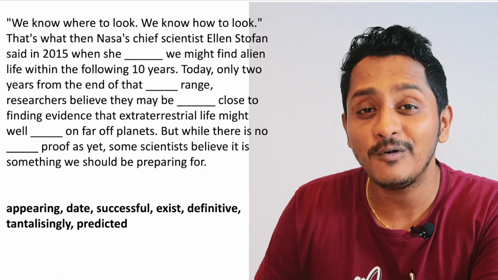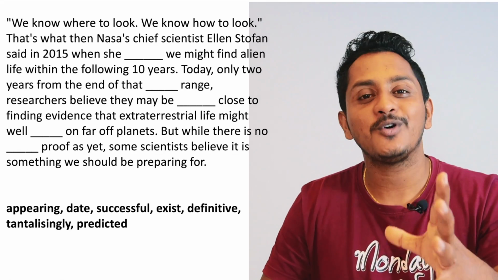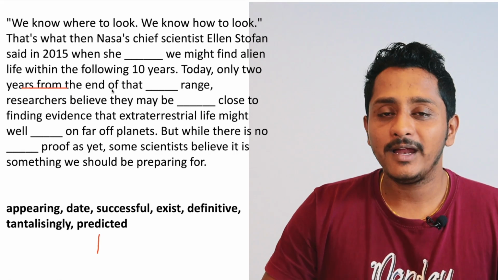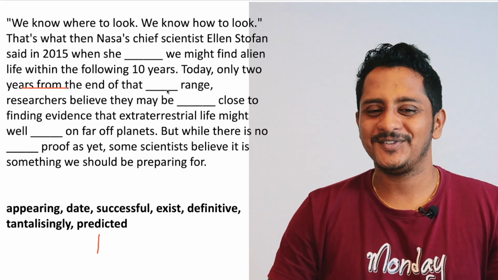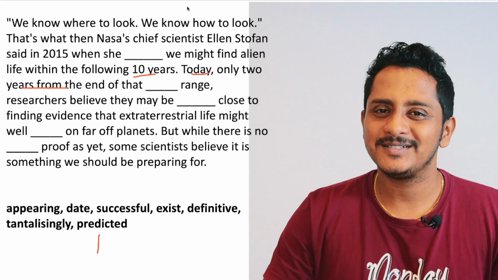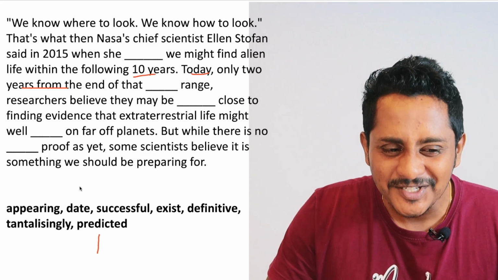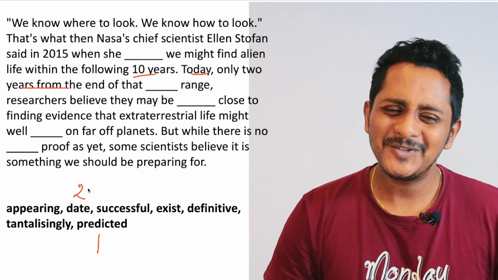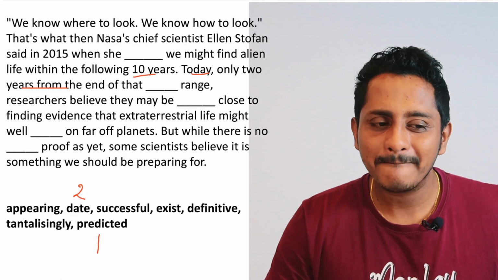I'm telling you, most of the times, you just need to know the concepts. This is predicted. Today only 2 years from the end of that dash range. Now range in today 10 years, a lot of dates, so it should be date range. Correct, date range is the collocation, no other word fits, and so I've mixed a few of the collocations as well.